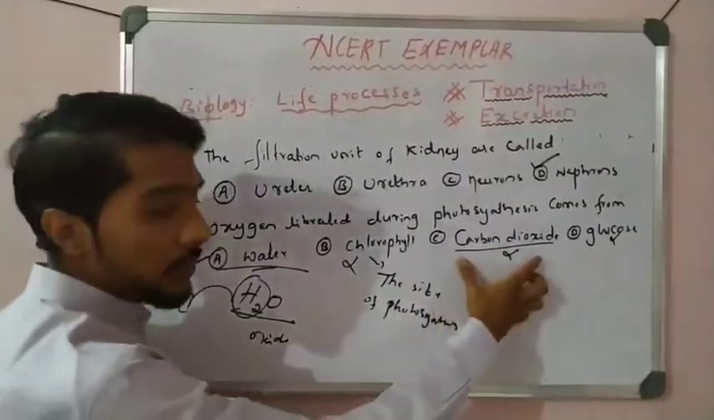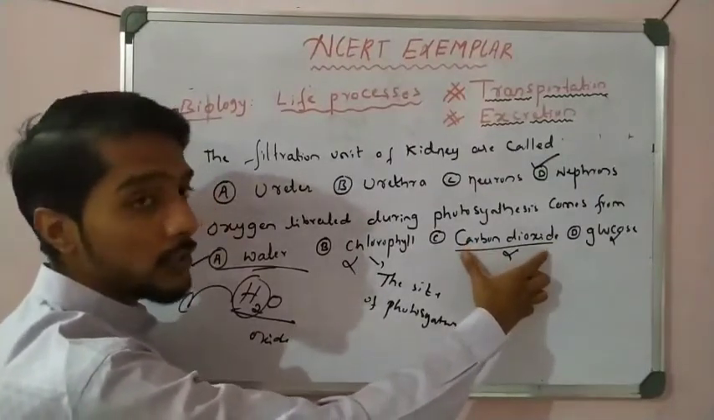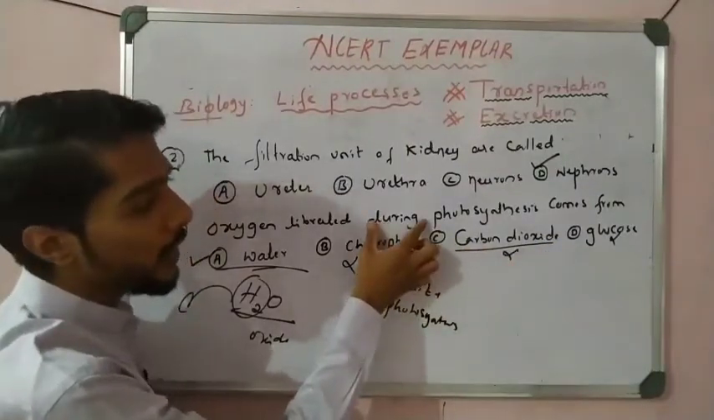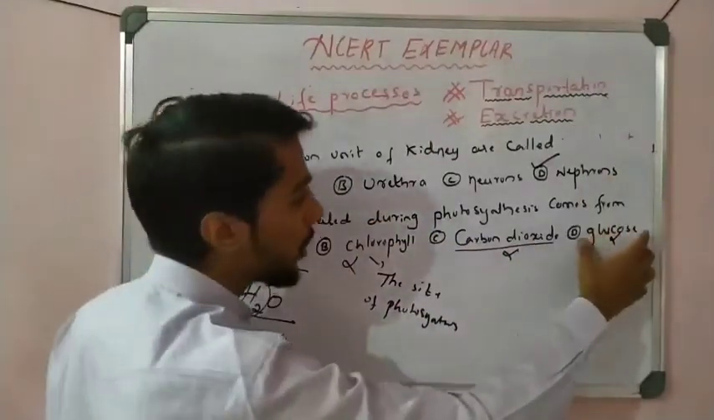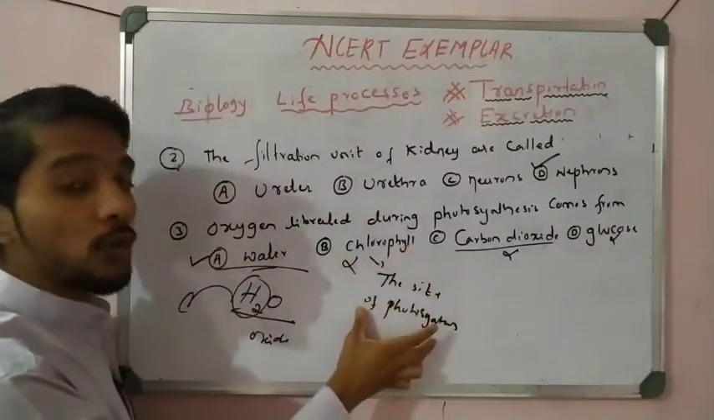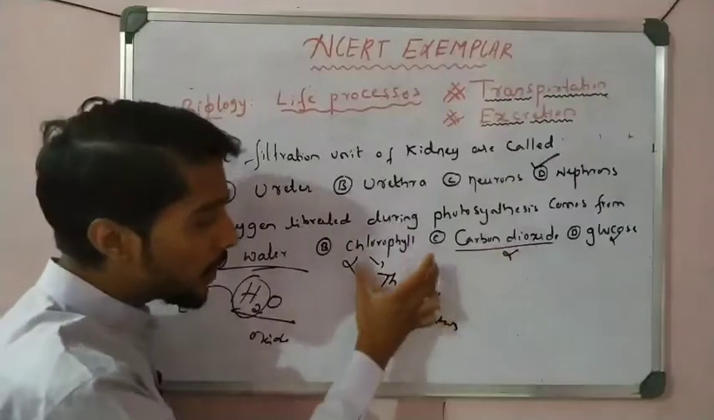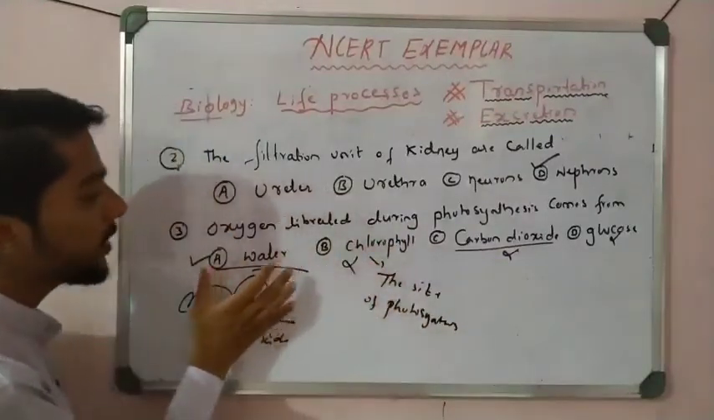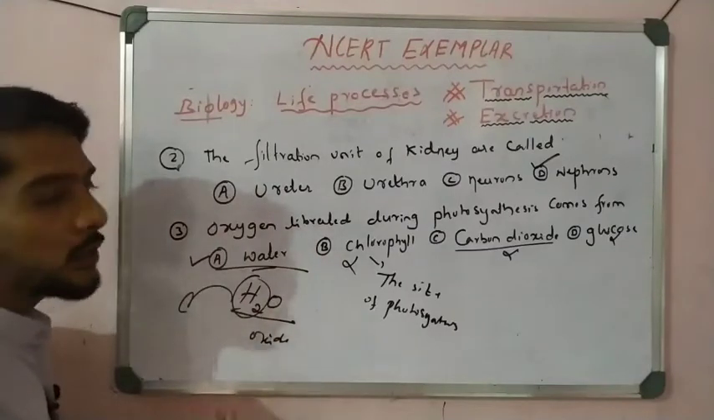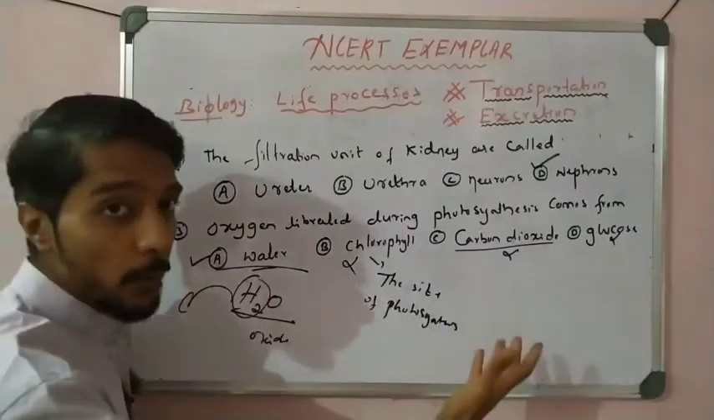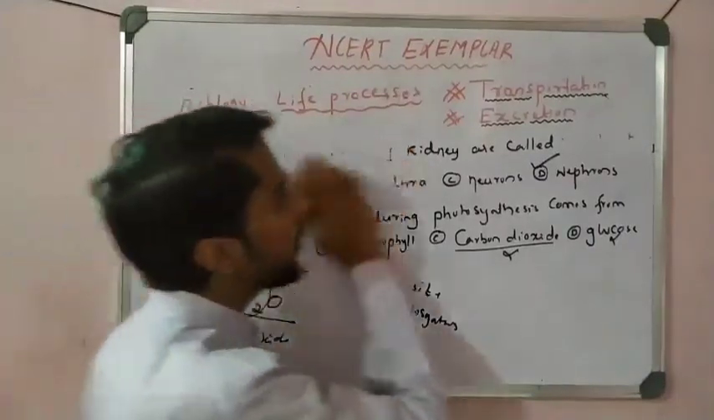Carbon dioxide is not the answer because it is an initial material, a raw material for photosynthesis, but here it is asking during photosynthesis. Glucose is the end product of photosynthesis, so this is also not the answer. And chlorophyll is the site of photosynthesis where the light energy is converted to chemical energy, so that is not it. The correct answer is water. From the water this oxygen is liberated, which is the excretion product for plants and which is used by human beings, right? So this is the third one, a very important question.